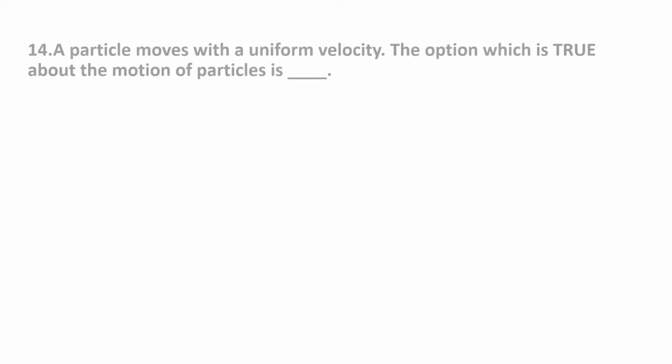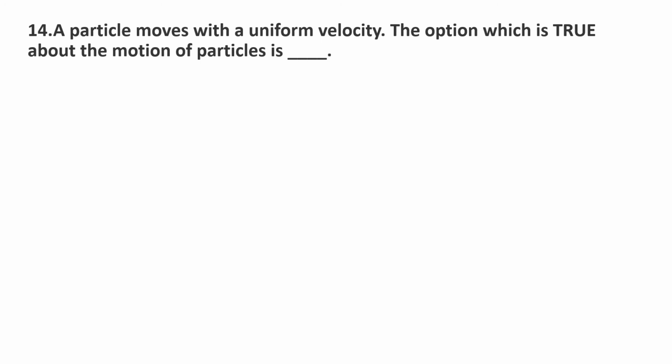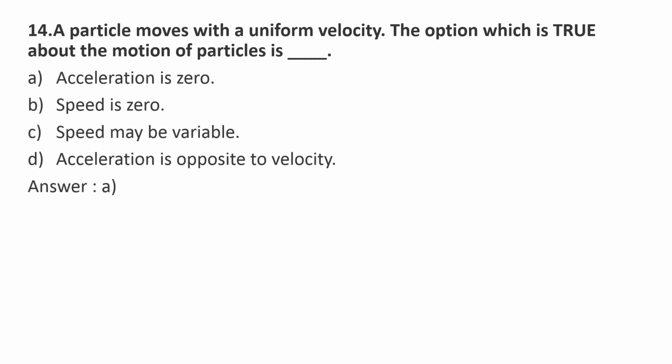Next question, 14th question. A particle moves with a uniform velocity. The option which is true about the motion of the particle is dash. Options are: A, acceleration is 0. Option B, speed is 0. Option C, speed may be variable. Option D, acceleration is opposite to velocity. Here, a particle moves with a uniform velocity. The option which is true about the motion of the particle is option A, that is, acceleration is 0.